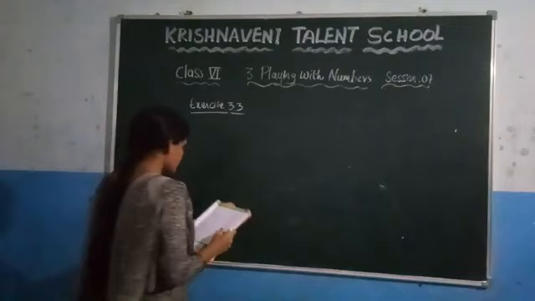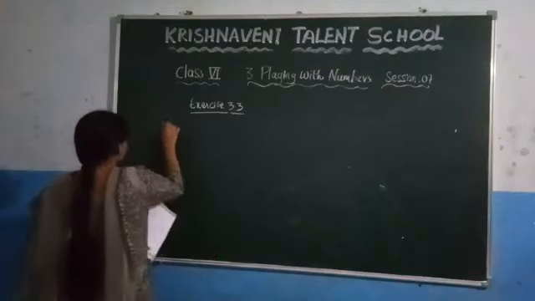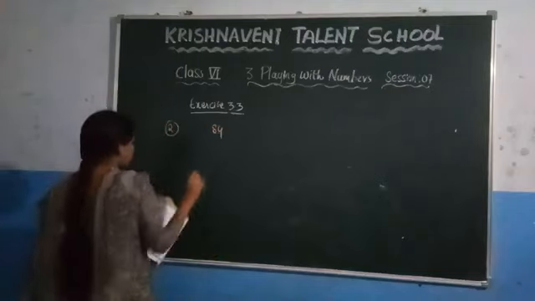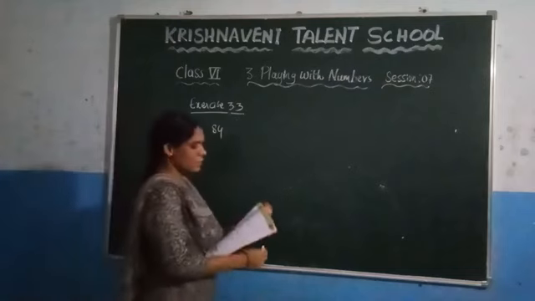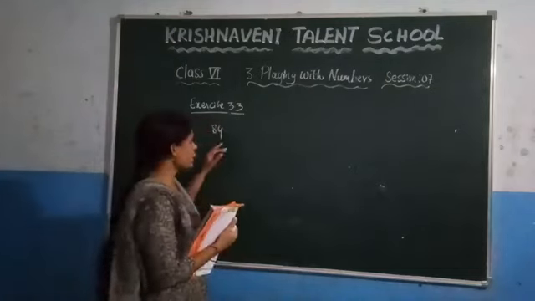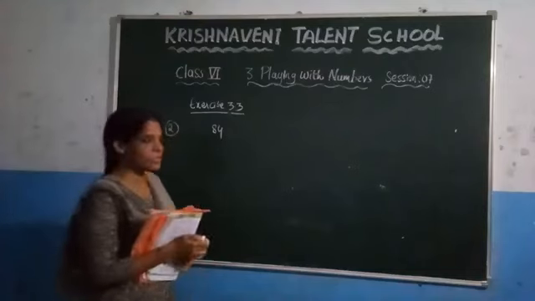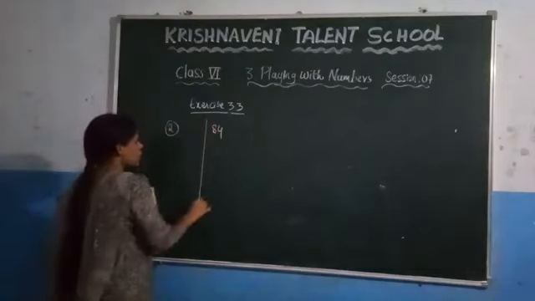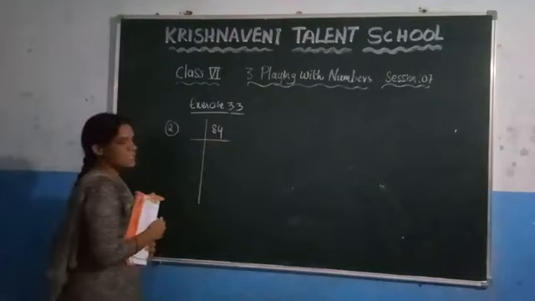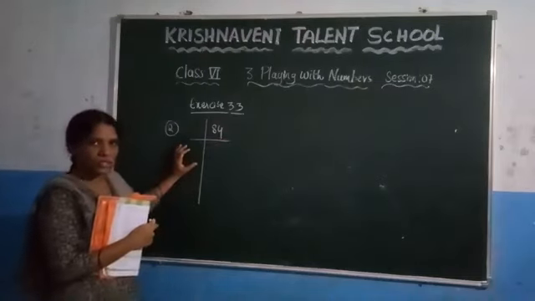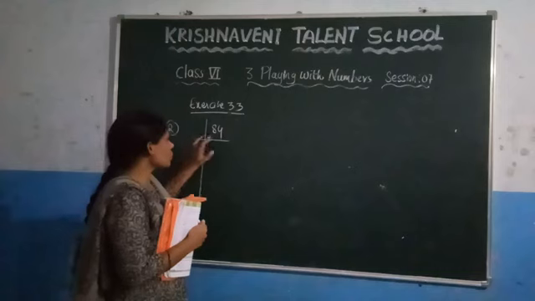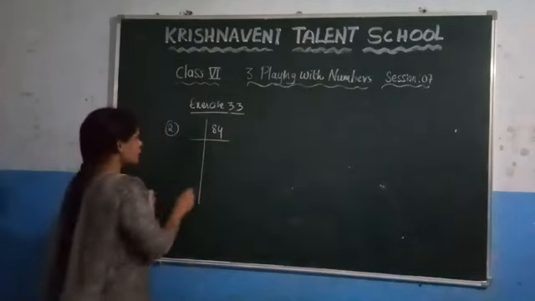Here what is the second question given here? Factorize 84 by using the division method. Here they asked to write this 84 as a product of the prime factors by using the division method. What is division method? First you need to check what is the least prime number that is divisible by 84. You know that 2 is the least prime number and that 2 is divisible by 84. So write it here 2.